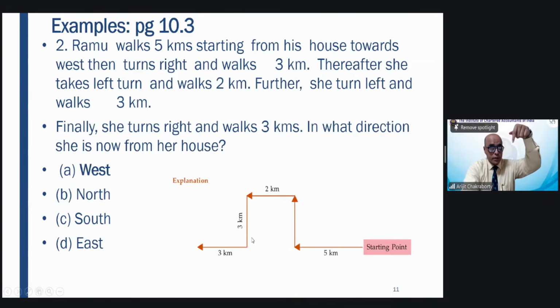Matlab now the line is pointing downwards. The arrow is pointing down, and then at this stage she turns left and walks. She turns finally, okay, 3 kilometers. Then she takes a right turn and walks 3 kilometers.